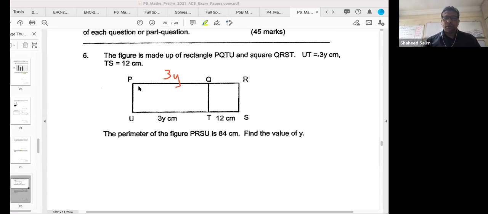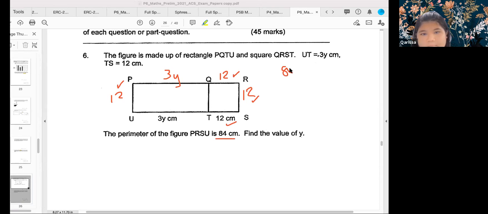This one 3y. This one's 12. This one 12. The one on this one 12. So how many 12 here? They give you perimeter, no? 84. You minus 1, 12, 2, 12, 3, 12, 4, 12. 4 times 12, 48. 84 minus 48. What do you get? 36. So 36 is equals to what?